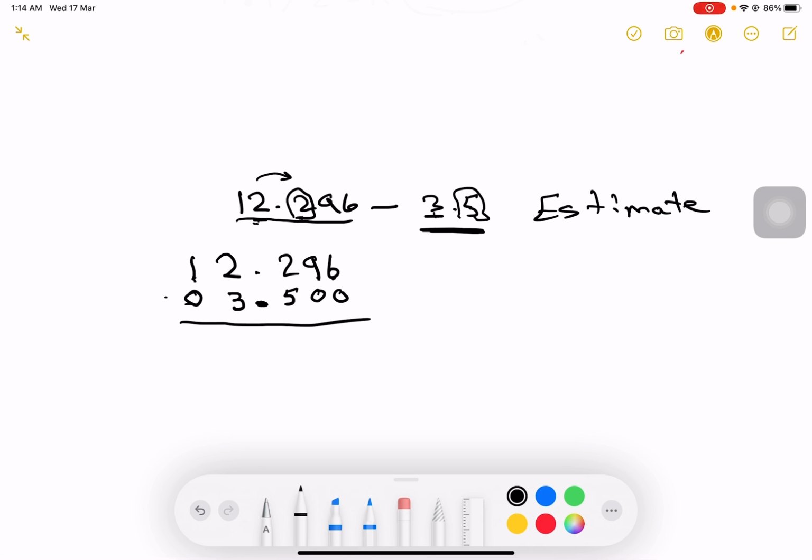Now, I will not subtract here. I need to estimate. Estimate means rounding. Underline the 12, 2, circle the 2, underline the 3, circle the 5. The 2 will not give the 12 a 1, so my number will be 12. The 5 will give the 3 a 1, it becomes what? 4. Now subtract 12 minus 4, the answer is what? 8. Okay?